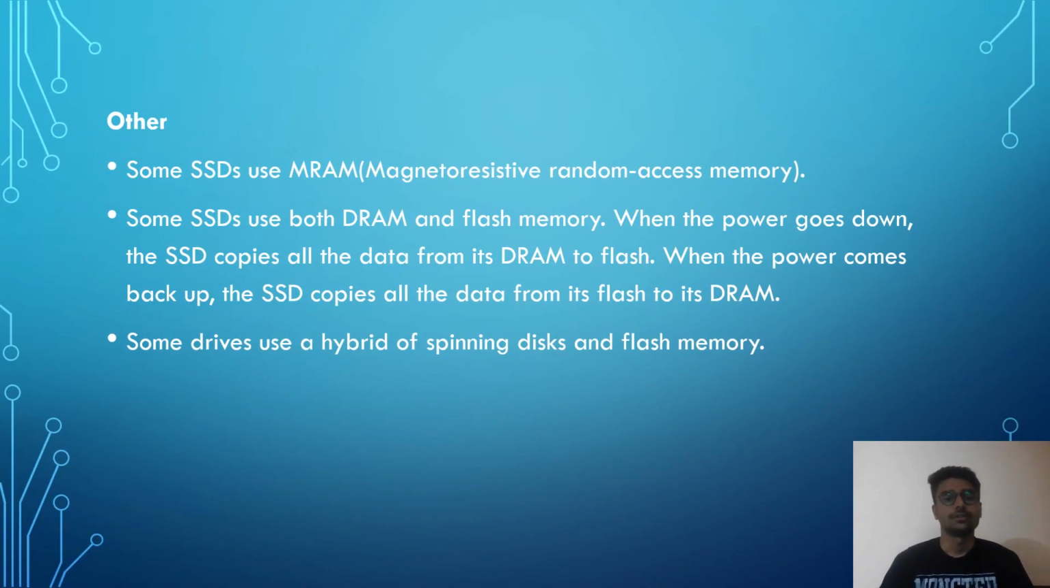Some SSDs use MRAM, magneto-resistive random access memory. Some SSDs use both DRAM and flash memory. When the power goes down, the SSD copies all the data from its DRAM to flash. When the power comes back up, the SSD copies all the data from its flash to DRAM. Some drives use a hybrid spinning disk to flash memory.